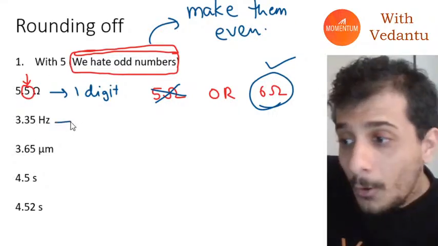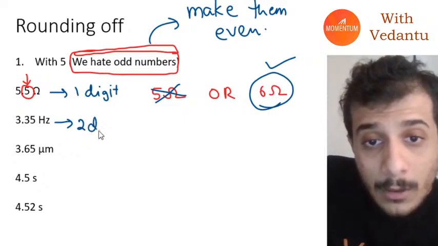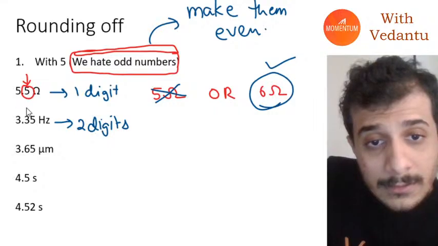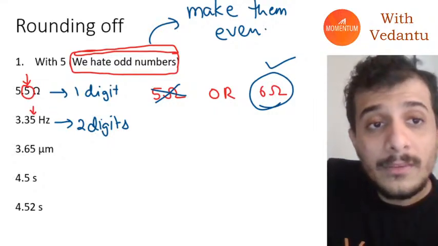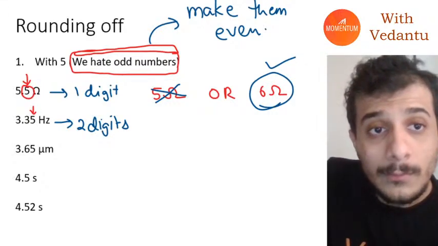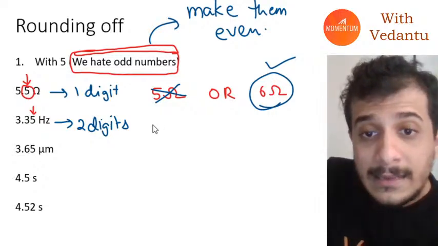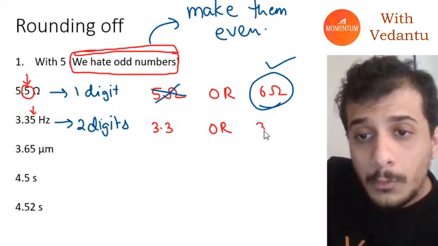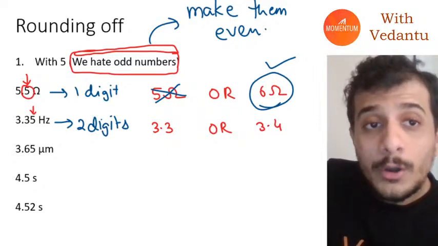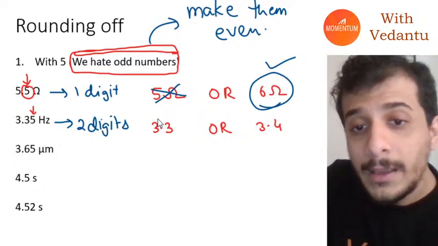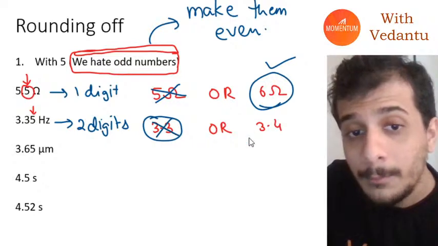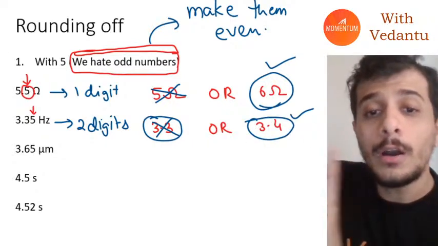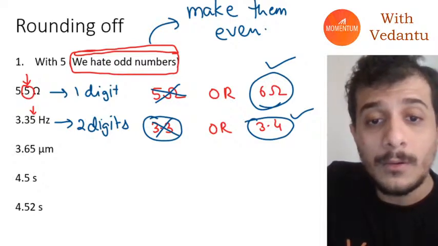For example, for the second case, if I have to round it off to two digits, then I will look at the third digit, which is 5. So once again, I have two choices. What are the two choices? It's either 3.3 hertz or 3.4 hertz. Once again, what do we hate, guys? We hate odd numbers. We love even numbers.